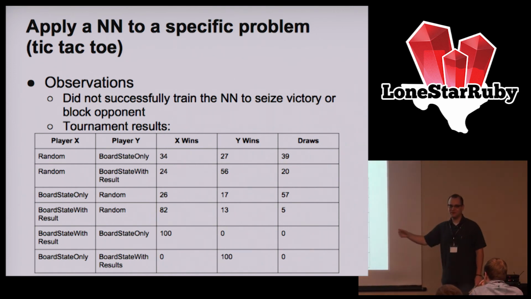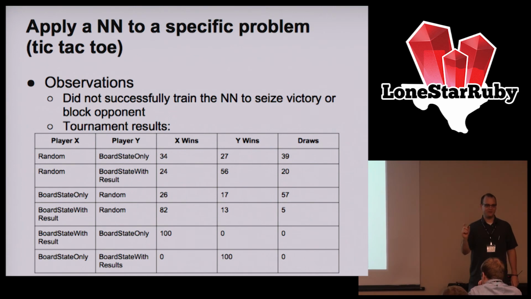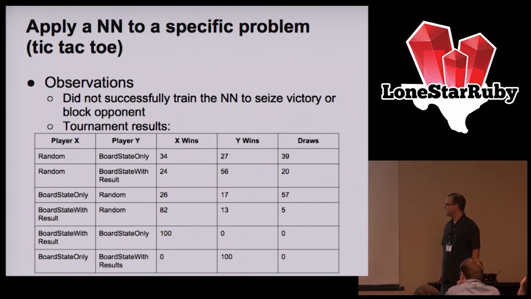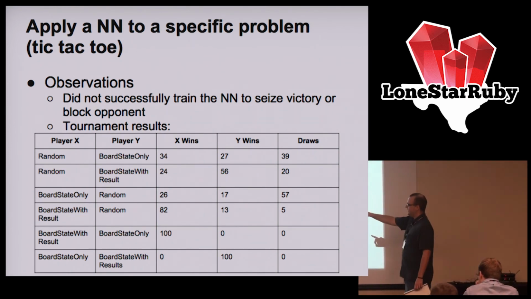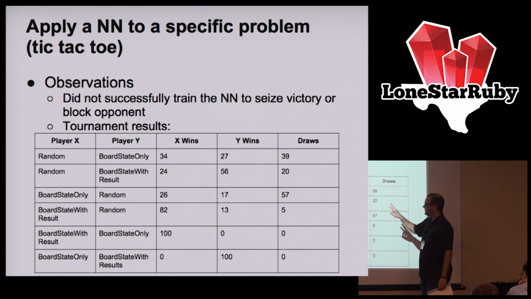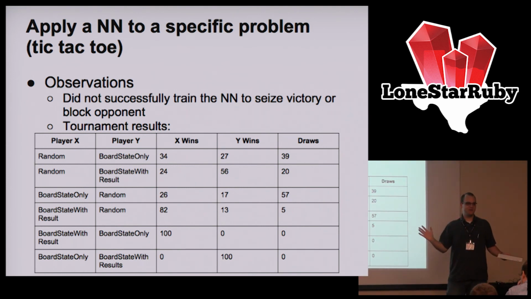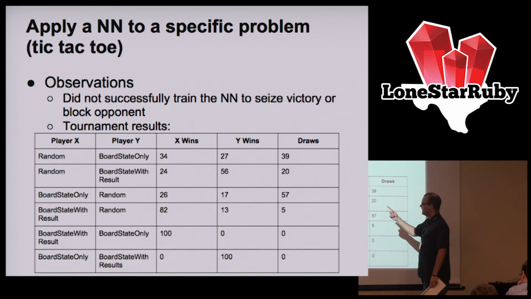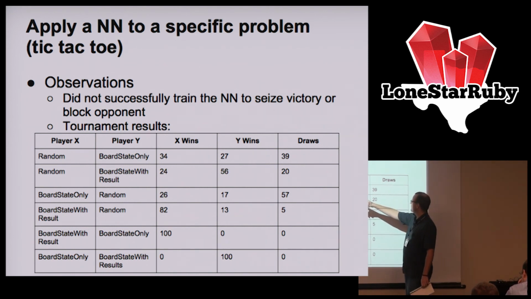So then I ran a tournament. There was actually a third computer opponent which just randomly picked a square. Because going back to the spam detection thing, if you can't beat random guessing, then that's bad, right? So I pitted each opponent against each of the others and gave them both the chance to be X and Y. And in a game of tic-tac-toe, the X player has a huge advantage. That's just the nature of the game. And so random would beat the board state only opponent most of the time.